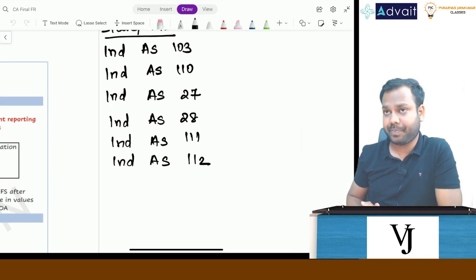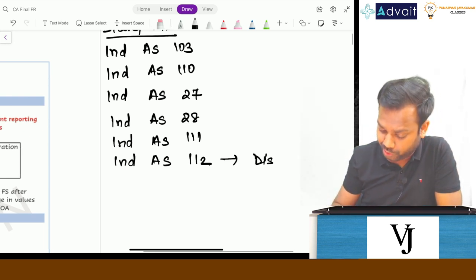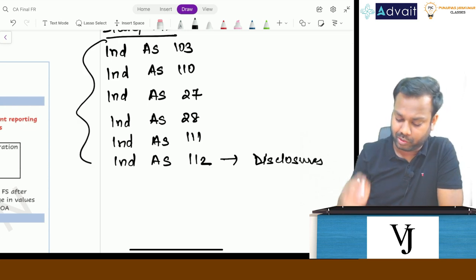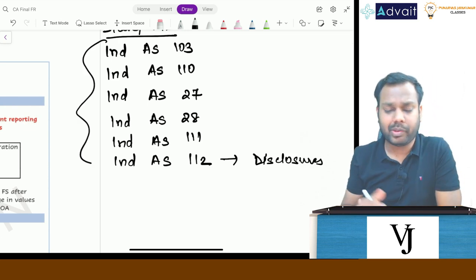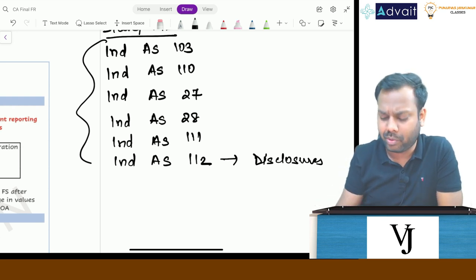Now understand, first and foremost, 112 discusses about disclosures. That's a separate disclosures pertaining to the business combination and the consolidation. It discusses only about disclosures.